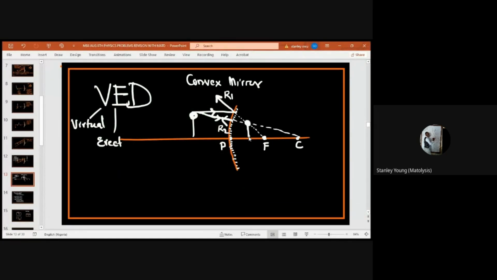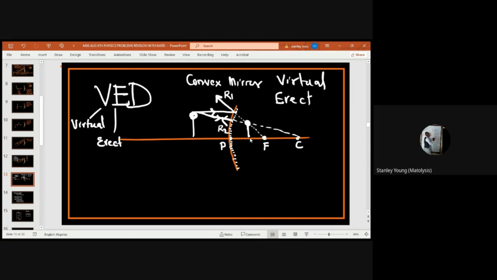Form. So if you look at the image, in terms of orientation, it's standing the same way as the object. That makes it what? Erect. In terms of the nature, as an observer, you are on the left-hand side, while the image is on the right-hand side. That makes the image virtual. So it is what? Virtual.